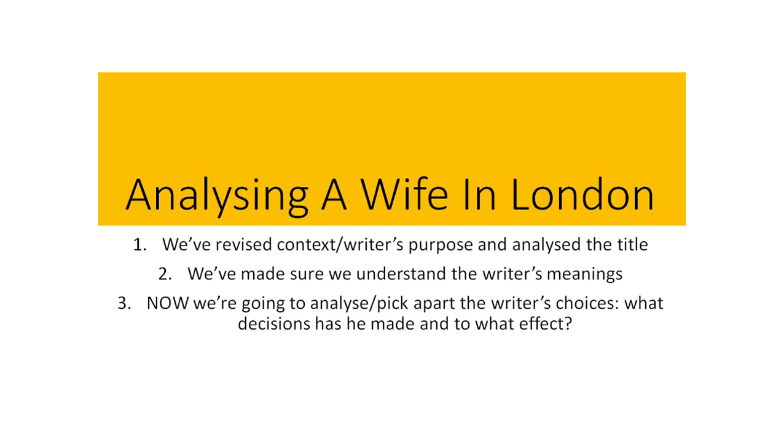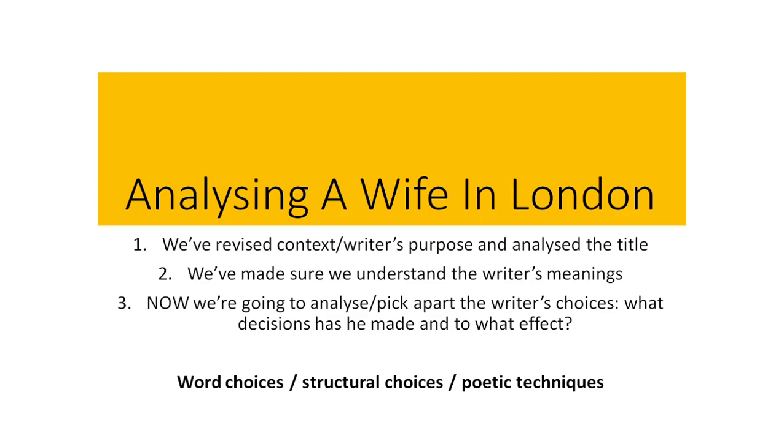So we're going to have a look at what decisions Hardy's made and to what effect. And we're going to try and link in context as much as we can and the writer's purpose. So the three elements that we're going to look at are, simply, his word choices. So what has Hardy actually chosen to include, and what words has he used to do that? That in itself is analysing the writer's choices.